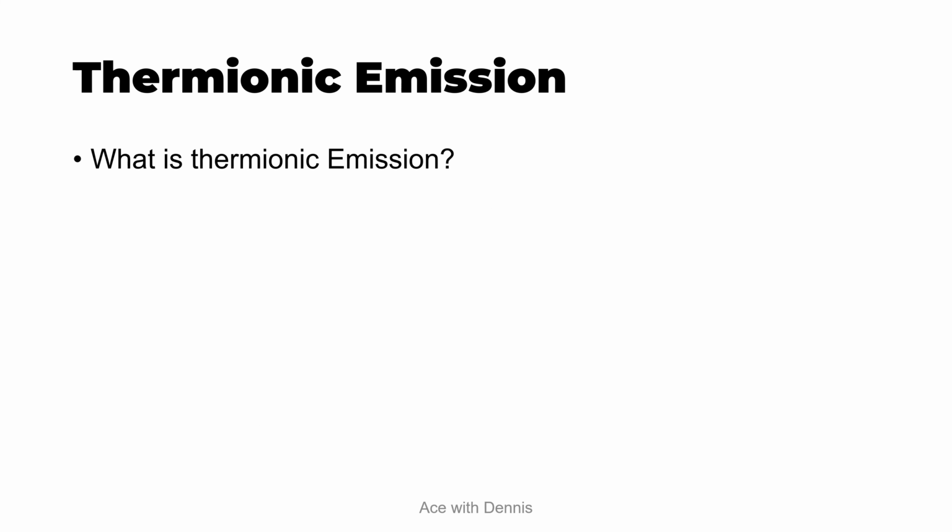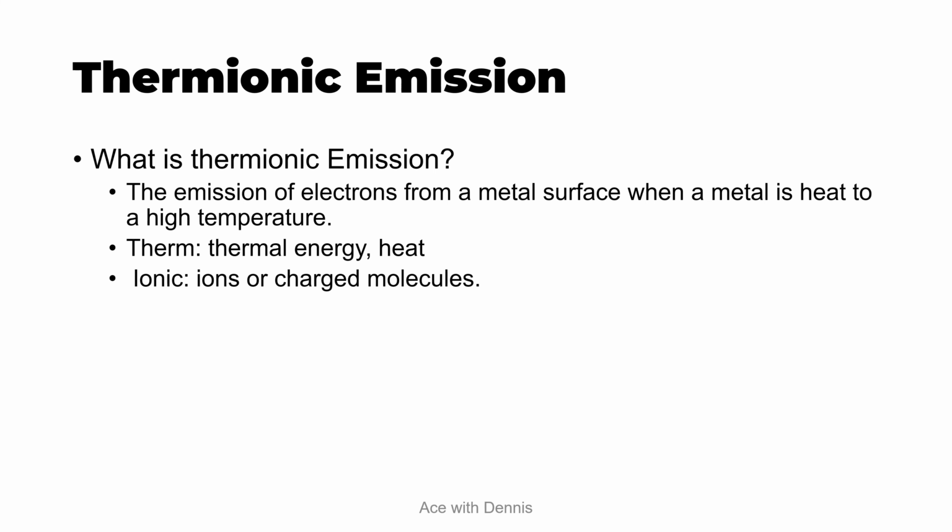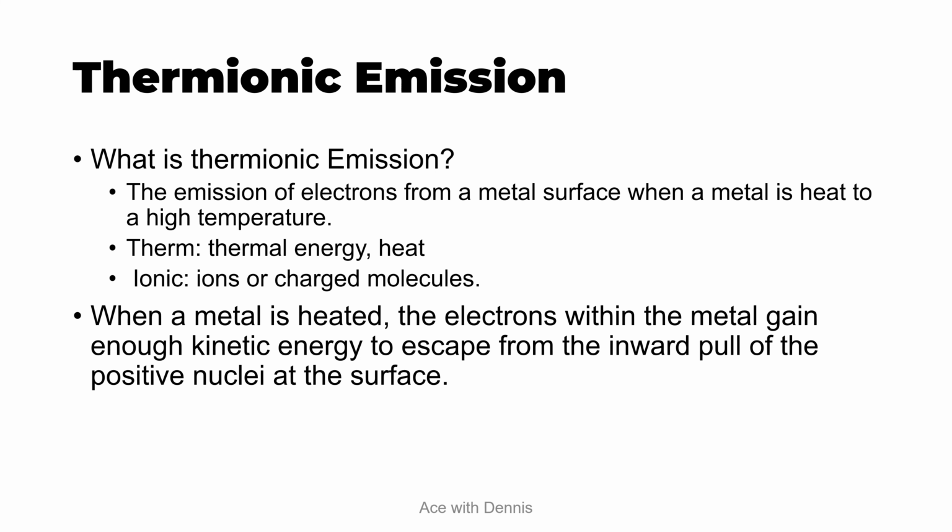Thermionic emission. The very first question you ask is, what is thermionic emission? Thermionic emission is the emission of electrons from a metal surface when the metal is heated to a high temperature. The word therm means thermal energy or heat. Ionic means ions or charged molecules. When a metal is heated, the electrons within the metal gain enough kinetic energy to escape from the inward pull of the positive nuclei at the surface.